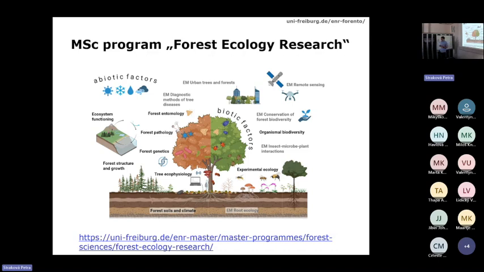It's actually, I think, quite unique in Europe, because mostly in forest sciences we have studies that are focused, or at least half, on economy, and in this program you would be really focusing on research. So this is targeting students that are interested in research careers within forests, so that you become a research forest scientist, actually.